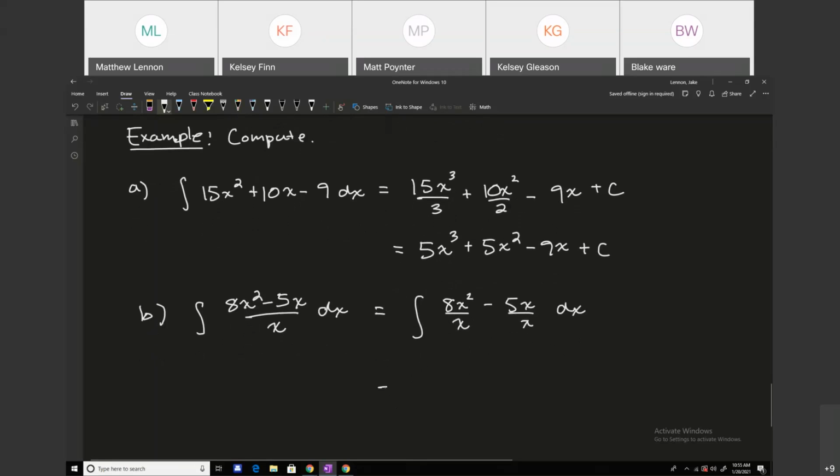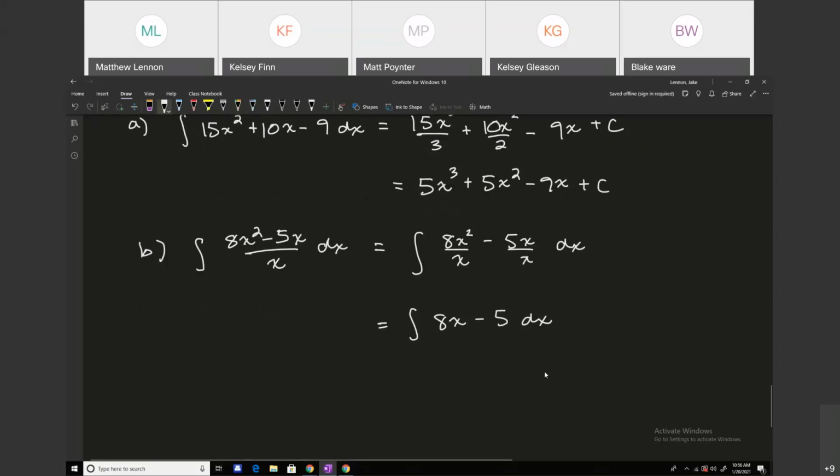And then we can simplify what's inside the integral, so then we're just integrating 8x minus 5. And now those are two simple things to integrate. So again, we're going to have 8x squared over 2 minus 5x plus a constant. So we have 4x squared minus 5x plus a constant. And that is the antiderivative there.